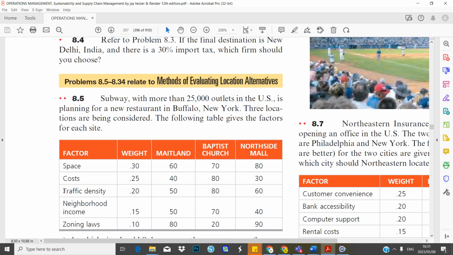We need as well to look at the traffic density. Is it a place where there are many people, or is it just a place where they're just normal? And the neighborhood income. If, for example, it is a middle class business, they also want maybe a place whereby people won't struggle to buy their product. They need a place whereby almost everyone, even those that have low or high income or middle class, can still afford. And obviously we have the zoning laws, which is about the environment and how to give back to the community and all those other factors that come in.